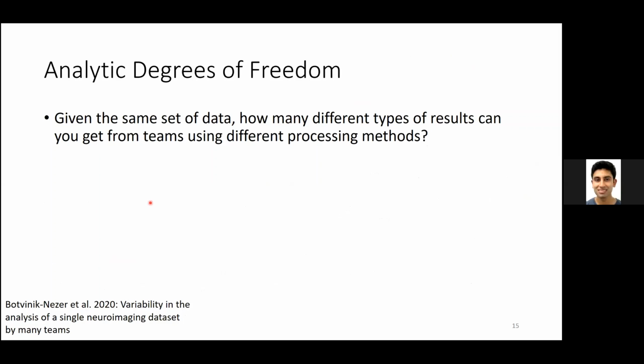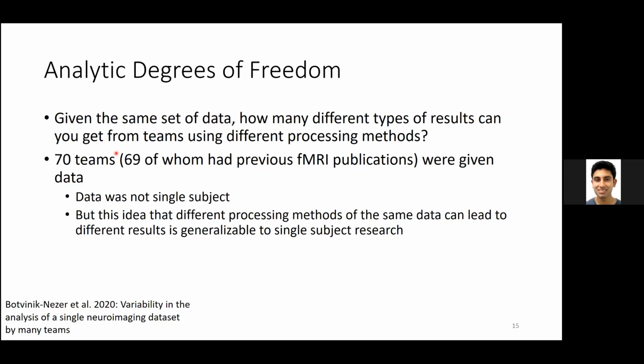The next paper I wanted to mention was a paper that looked at what they termed analytic degrees of freedom. And that's the idea that given the same set of data, how many different types of results can you get from teams using different processing methods? Now, processing for fMRI is a very nuanced approach, and there's going to be some difference in how teams do it, but how much of a difference does this make? And so they gave 70 teams, 69 of whom had previous fMRI publications, the same set of data. And because these teams all have previous fMRI publications, it's expected that they know what they're doing, essentially.